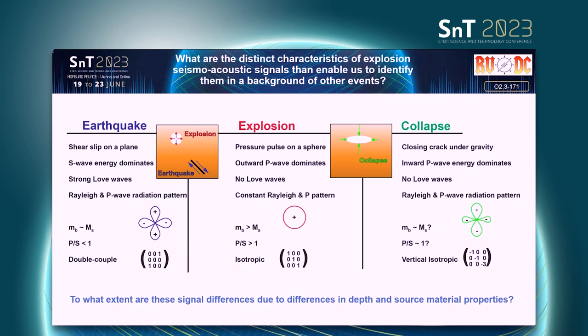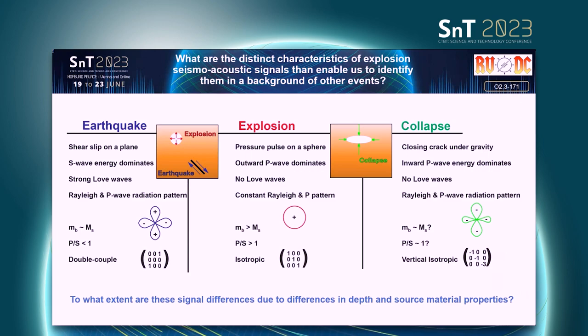What we want to answer is, what are the distinct characteristics of explosions seismoacoustically that enable us to identify them in the background of other events? As you can see here, we have three types of seismic sources. It's well known that these have different source mechanisms, radiation patterns, and different preponderance of P waves versus shear waves, depending on the source. But what we really want to get at is what confounding factor makes these signals more complex than you'd ordinarily think, and that is signal differences due to source depth and source material properties, which is a more difficult thing to exercise experimentally, at least until now.